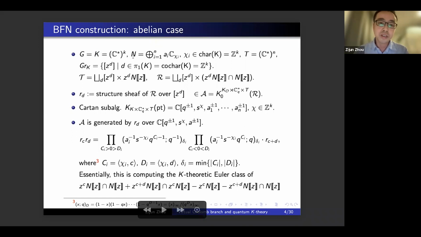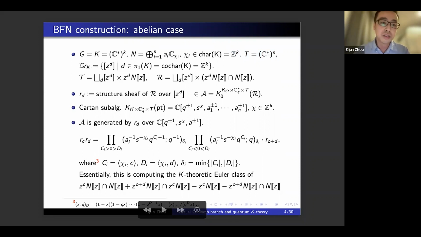And in this case, the representation can be decomposed into one-dimensional subrepresentations, and each one is given by a character of the gauge group, which is a vector in this rank K lattice. And the flavor group now is C star to the N. And for each one-dimensional subrepresentation, we associate the equivariant parameter AI, which corresponds to the standard character of this flavor group T.